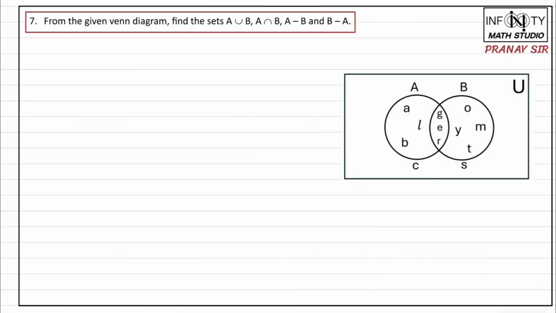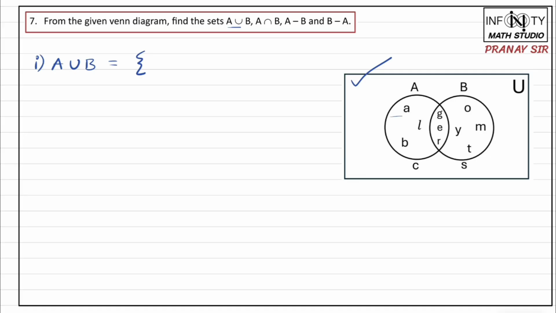Section 2, the first question, that is question number 7, is related to the second chapter, sets. Here a Venn diagram is given and he is asking us to find A union B, A intersection B and so on. So let us find A union B first. A union B means the complete elements of set A and set B.